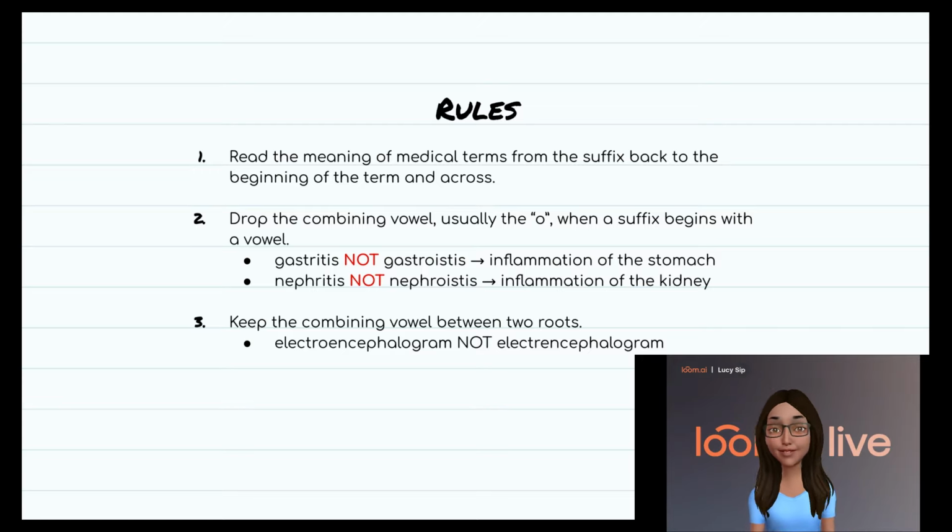Itis means inflammation, while gastro means stomach. Together, gastritis means inflammation of the stomach. Another example is nephritis. From right to left, we have itis, meaning inflammation, and nephro, meaning kidney. Together, we have inflammation of the kidney.